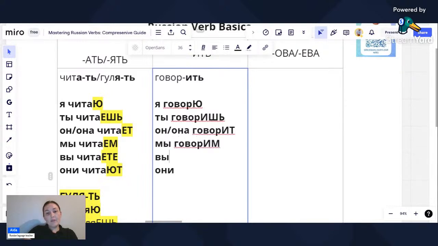Я говорю, ты говоришь, он, она говорит, мы говорим, вы говорите, они говорят. These are endings for the second group verbs.